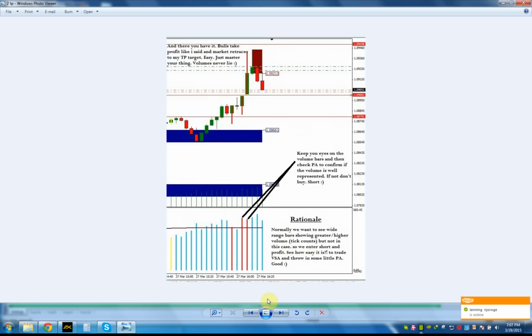What happened next was this particular chart that I had showed you before, that the bulls retreat, and the bears take control of this market. Bulls take profit, like I said, and the market retraces to the take profit targets. It's just easy. You have to get to understand and master what you do. This comes through practice.